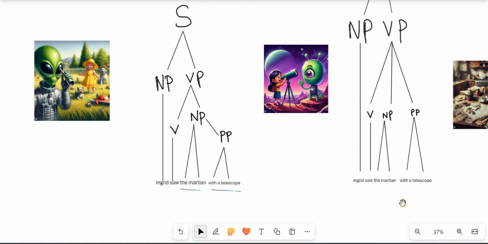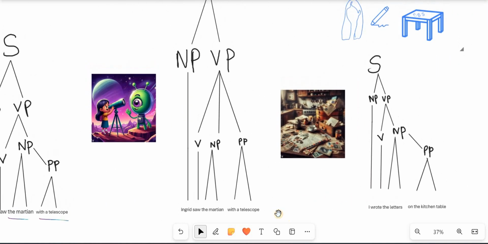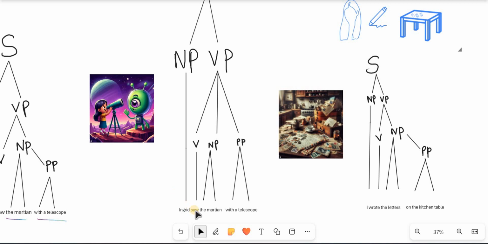Now in the second sense, the importance is on the act of seeing. So here the prepositional phrase is attached to the verb, because it is the verb saw: Ingrid saw the Martian with the telescope. So Ingrid saw with the telescope. Here the prepositional phrase is attached to the verb phrase. It is more closely related to the verb phrase, and not connected with the noun phrase, but with the verb phrase.